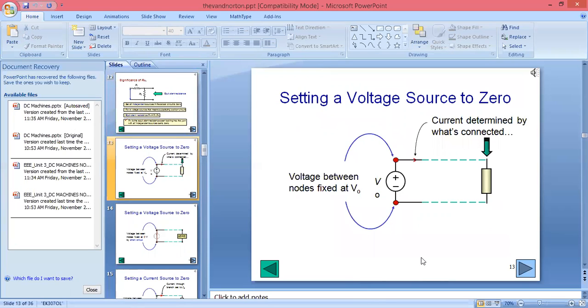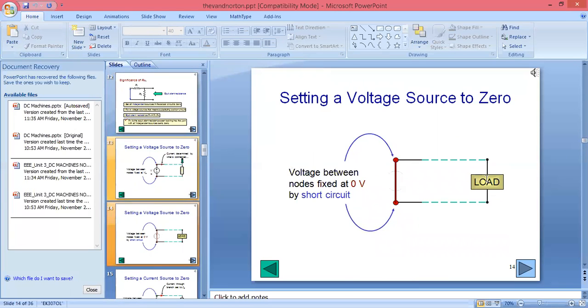So here when we are considering a voltage source set to the 0 value, at that time what we are saying, if there is a voltage source between the node which is fixed at the output voltage Vo, and if we are supposed to determine the current, at that time we can make that voltage source a short circuit.